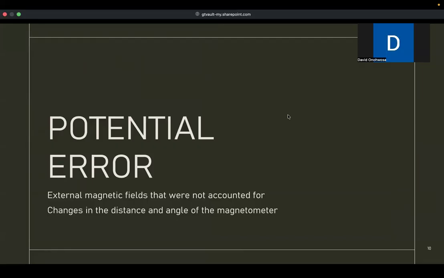The sources of potential error for this lab, there could have been external magnetic fields that weren't accounted for, because we only really accounted for Earth. And then there could have been changes in distance and angle of the magnetometer. They could throw data off.